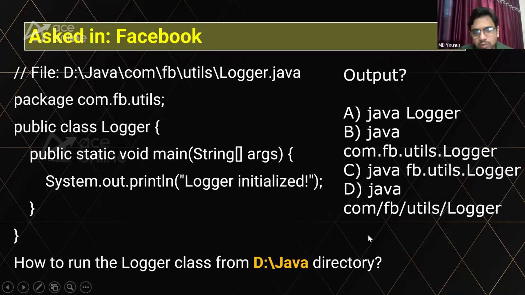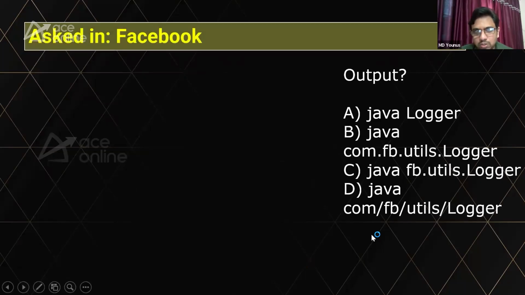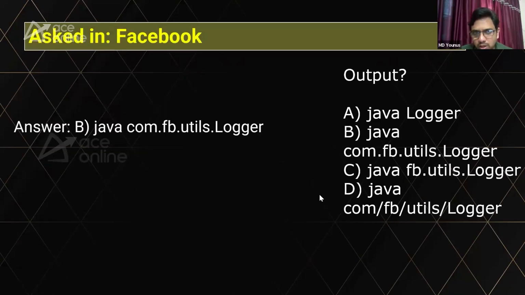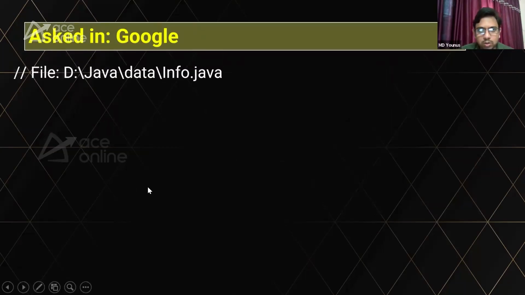Nice. Okay. So everybody has answered correctly. The correct answer is option B. You have to give a fully qualified name, right? com.fb.utils.Logger. Okay. So this is how you need to run your program. Now, the next question was asked in Google.